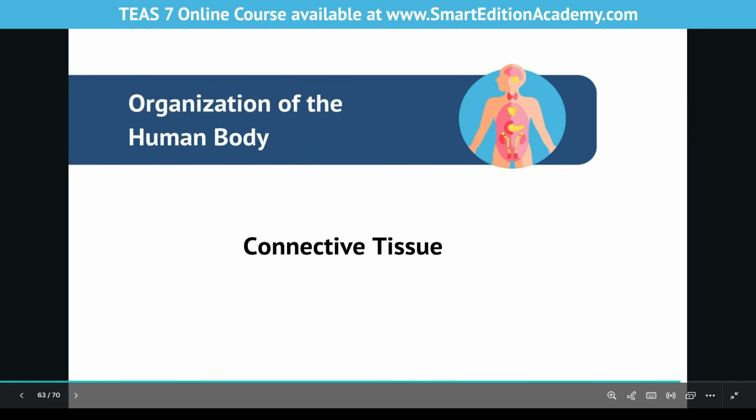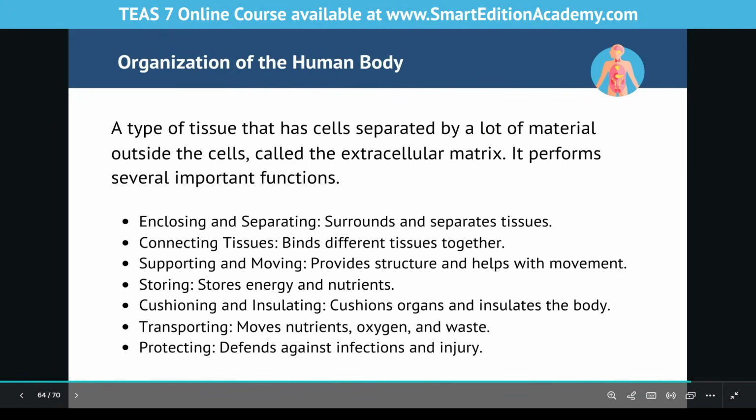Connective tissue. This refers to a type of tissue that has cells separated by a lot of material outside of the cells. It performs several important functions. If you've listened to any of our videos before, you know that I will always tell you that it is incredibly important to know the functions, the structure, and the characteristics of anything that you study, and that is the same of tissue. So make sure that you are taking notes on the different functions that connective tissue have. It includes supporting and moving, storing, cushioning and insulating, and protecting.